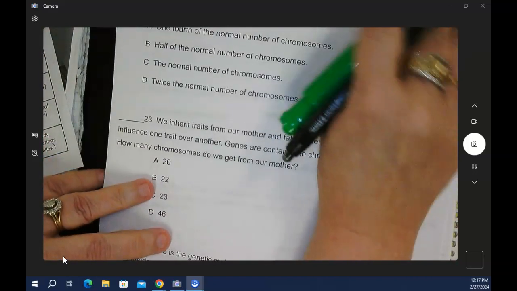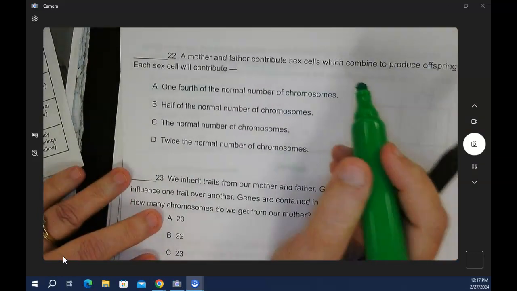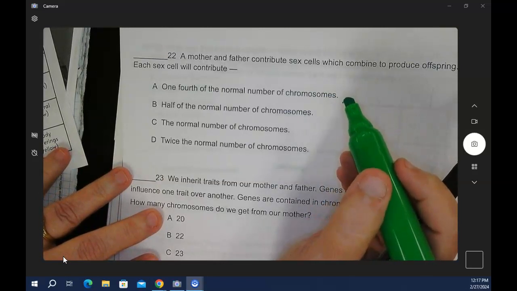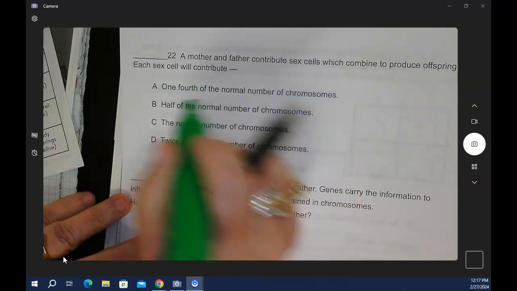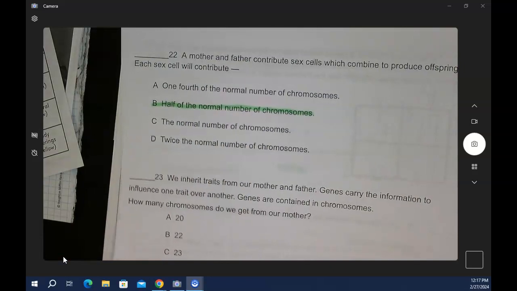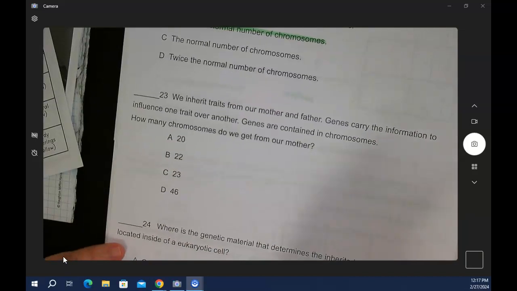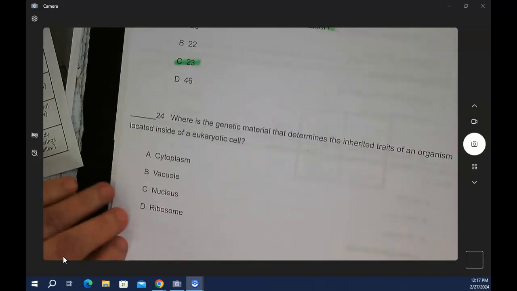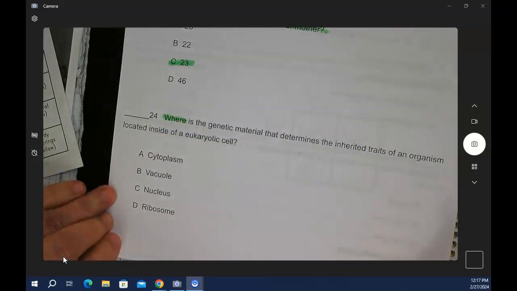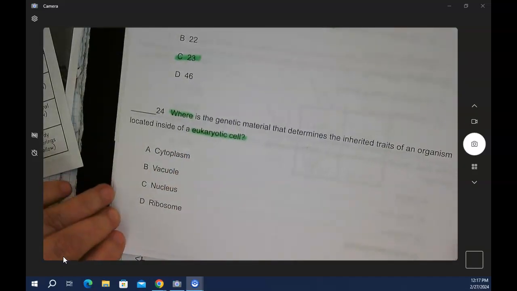22. A mother and a father contribute sex cells which combine to produce an offspring. Each sex cell is going to contribute 1/4 of the normal number of chromosomes, 1/2 of the normal number of chromosomes. The normal number of chromosomes are twice the number. They're each contributing half. We inherit traits from our mother and father. Genes carry the information to influence one trait over another. The genes are contained in the chromosomes. How many chromosomes do we get from our mother? Half, which is 23. Where is the genetic material that determines the inherited traits of an organism located in a eukaryotic cell?